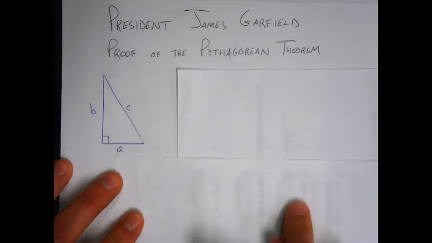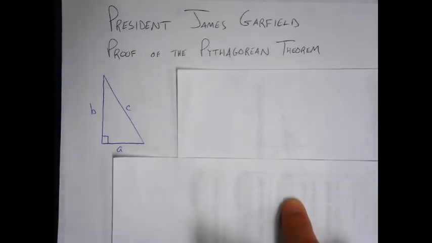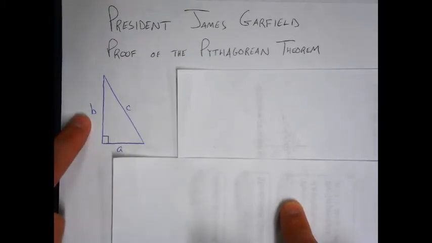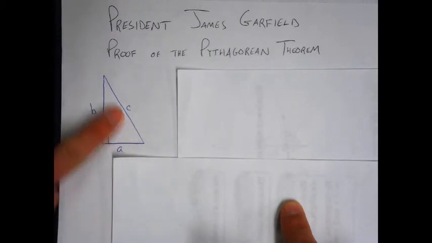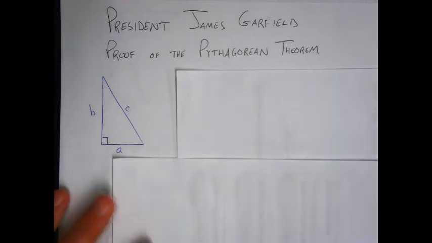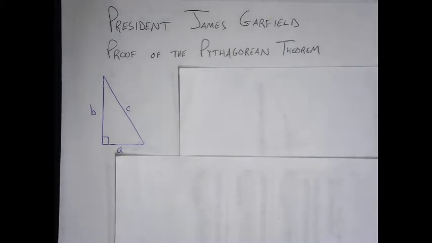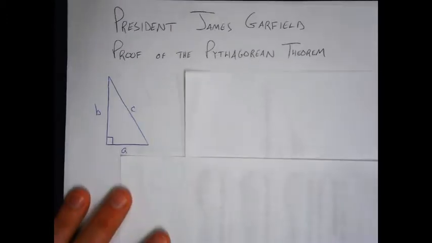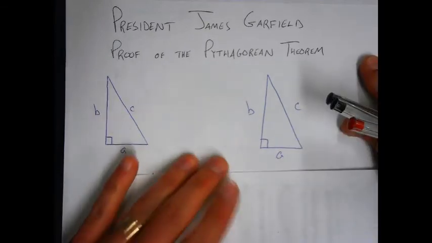So let's talk about right triangles. We've talked about this before. They don't have sides, they have legs. So we're going to talk about a right triangle with leg A, leg B, and a hypotenuse of C. Now what we're going to need for this proof of President Garfield is two of them. We're going to need two right triangles. So we have two right triangles.